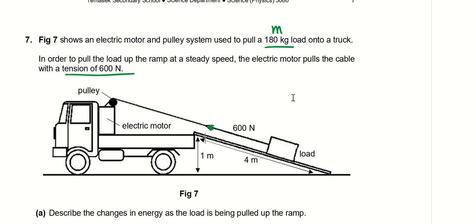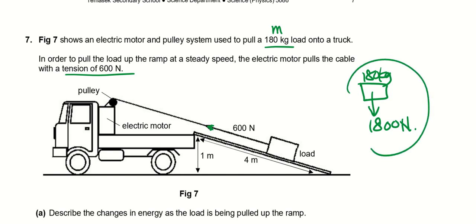However, if you think about it, this load is 180 kg. So actually the weight, if it's 180 kg, the weight is actually 1800 Newton. Okay, so I only need to exert 600 Newton pulling force, and I can bring this mass of 180 kg up this ramp, up to this point here. Okay, so shall we calculate the changes in the energy?